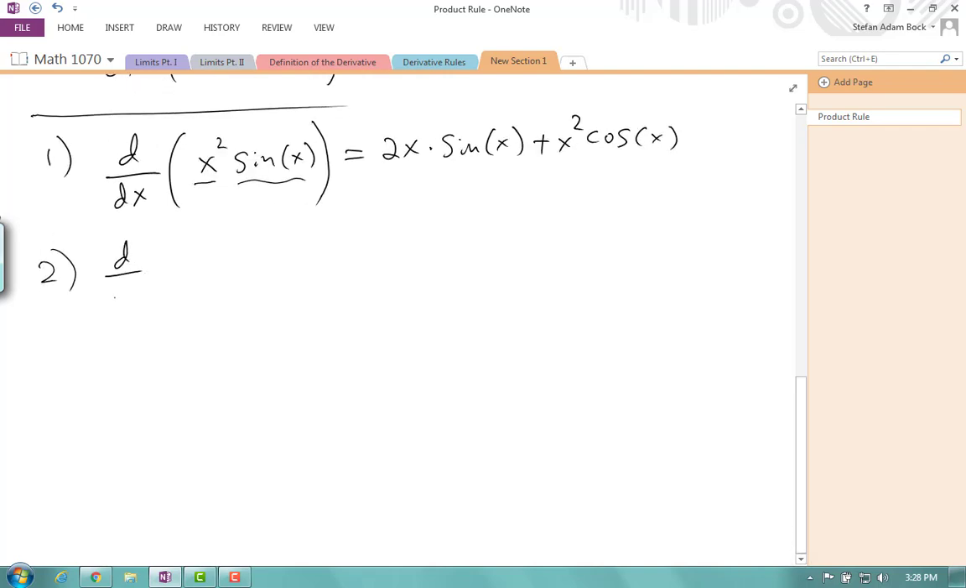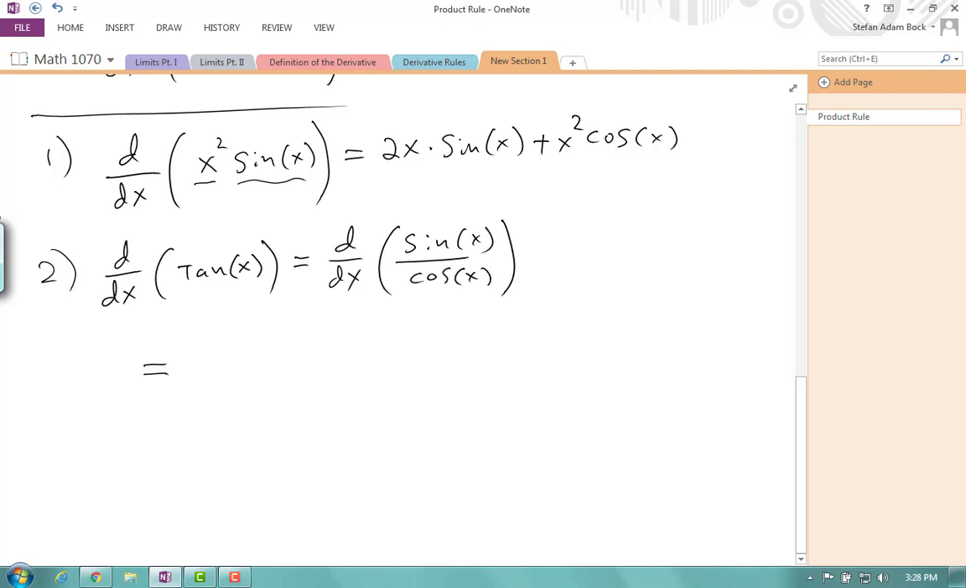Second up, another one of my favorite examples, if I have the derivative of tangent of x, this is actually the derivative of the sine of x divided by cosine of x. So, taking the derivative of the top first, the derivative of sine is cosine of x, times the bottom, cosine of x, minus the top, sine of x, times the derivative of the bottom. The derivative of cosine is negative sine of x, so I'll have a negative sine of x here.